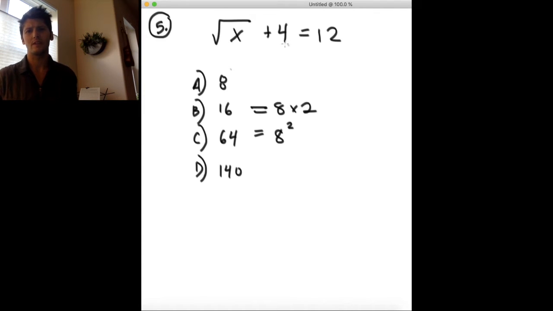I could also notice that the 4 and the 12 add up to 16. Really what the math would be is that root x is equal to 8 once we've subtracted 4 from both sides. We want to get rid of this 4, so we subtract it from both sides. And if the square root of x is 8, then x is not 8. You could square both sides if you felt like it. That would be x equals 8 squared, which is 64, right?